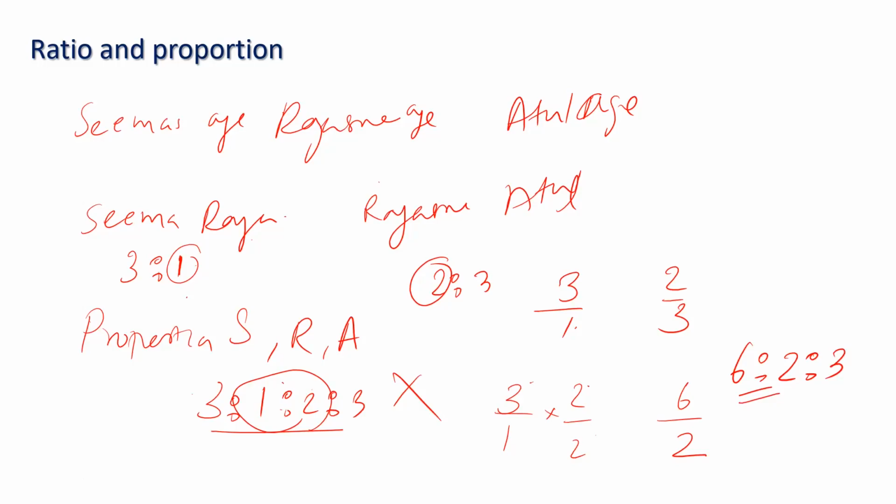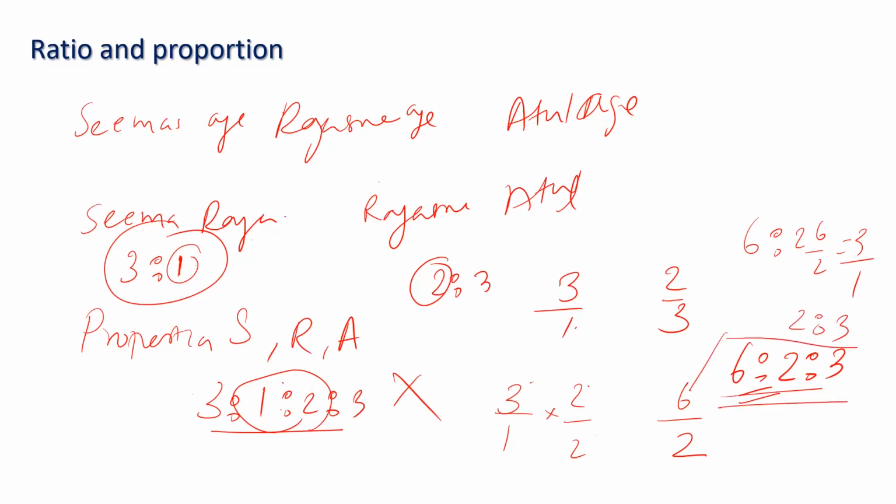That means 6:2:3 is the ratio between these 3 people. So now the question is, what is the ratio between Seema and Rajeshri? You will write 6 is to 2, 6 upon 2, which is equal to 3 upon 1. That is what is given. What is the ratio of the age between Rajeshri and Atul? 2 is to 3. What is the proportion of the age of Seema, Rajeshri and Atul? You will write this as the answer. That is the learning.